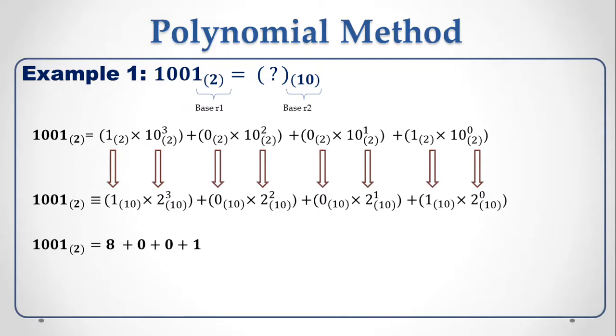Further, 1 into 2 to the power of 3 would result in 8, 0 into 2 to the power of 2 resulting in 0, 0 into 2 to the power of 1 resulting in 0, and 1 into 2 to the power of 0 resulting in 1. Summing them would give the equivalent decimal number.